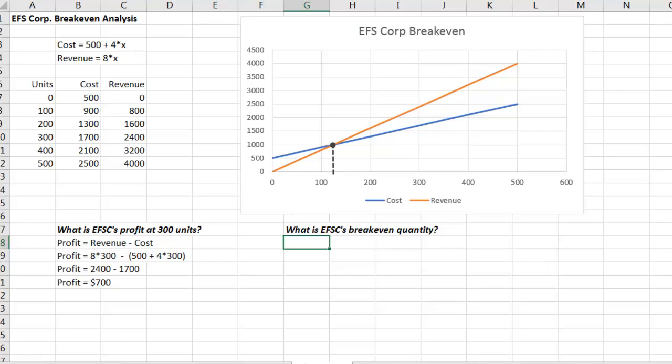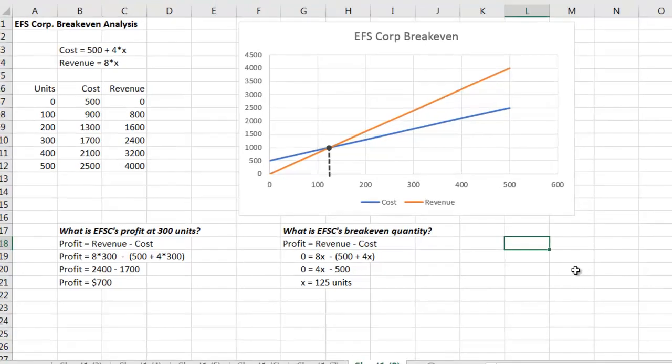Let's calculate it. Again, we know that profit equals revenue minus cost, just as we had before. But now, by definition, at the break-even point, we have zero profit. So now we know the profit value, but we need to solve for the quantity. That's x. So 0 equals 8x minus 500 plus 4x. Those are our revenue and cost functions. Solving that function for x gives us 125 units. At exactly 125 units, EFSC will generate zero profit.